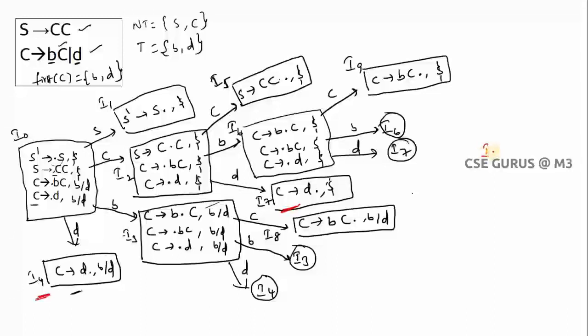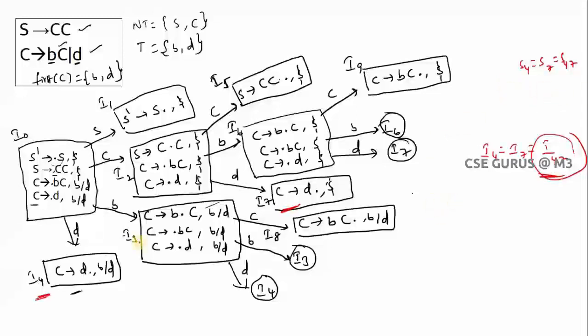Now I have to union it. So I4 is equal to I7, and I'll write it as I47 combined. That means wherever I find S4 or S7, I'll write it as S47. Like this we need to write.